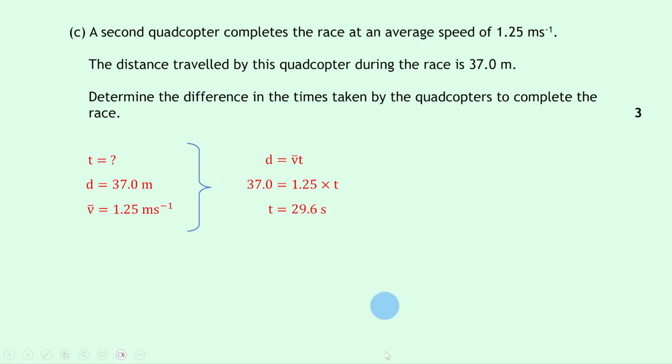So to find the difference in time, we take the larger time and take away the smaller time, so that's 32.5 seconds minus 29.6 seconds, and putting that into your calculator should give you an answer of 2.9 seconds.